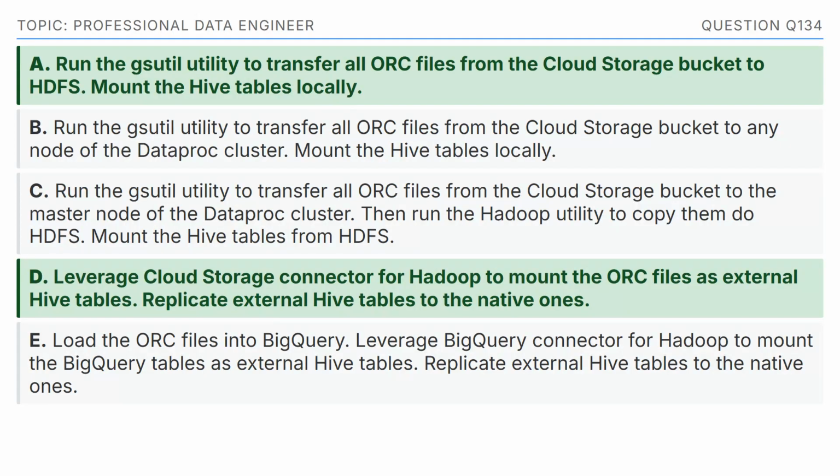The correct answers are Option A, run the CTL utility to transfer all ORC files from the Cloud Storage bucket to HDFS. Mount the Hive tables locally. And Option D, leverage Cloud Storage Connector for Hadoop to mount the ORC files as external Hive tables. Replicate external Hive tables to the native ones.